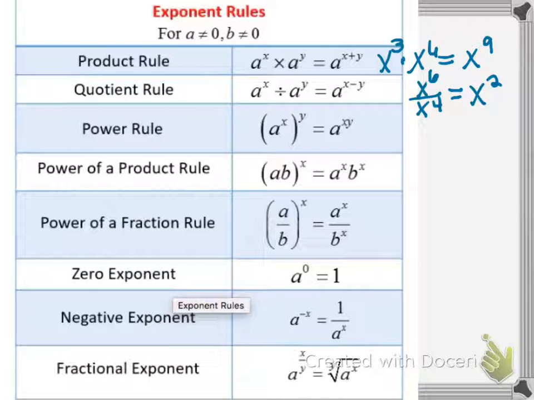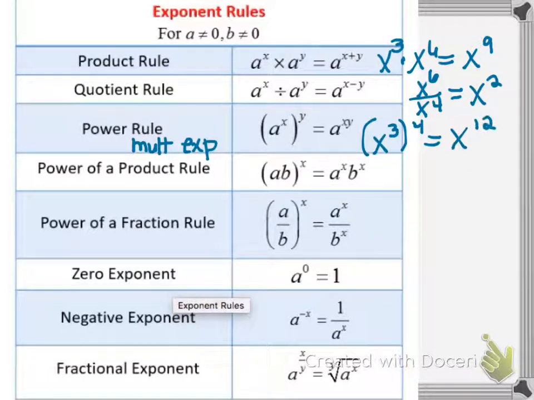What about when you have one base and two powers, as we have here with the power rule? So if I have a to the x and then that's raised to the y power, what I have to do is multiply the exponents. So for instance, if I had x to the third to the fourth power, that would be x to the 12th power. And that's because it's basically saying I have 4 sets of x to the thirds that I'm multiplying together.